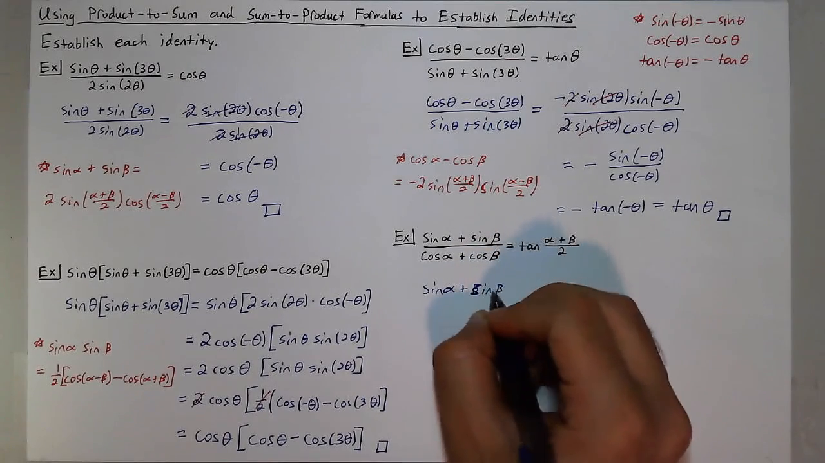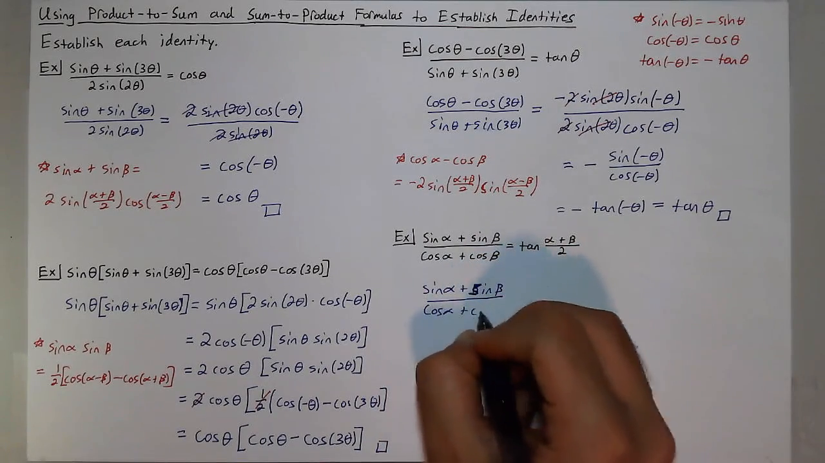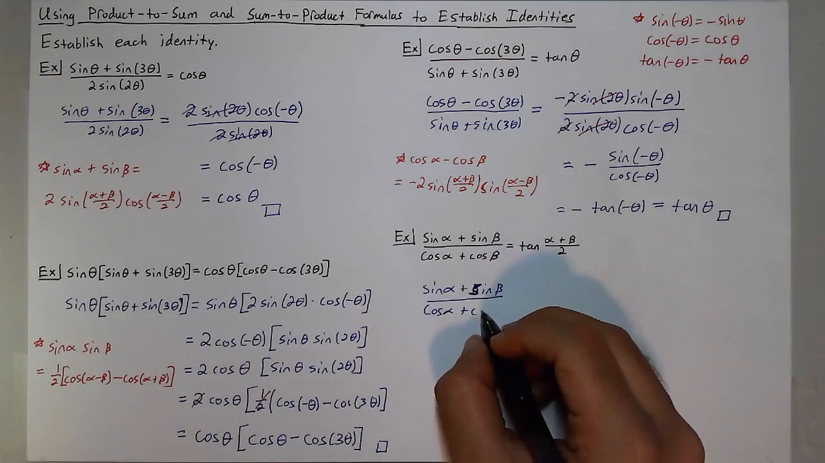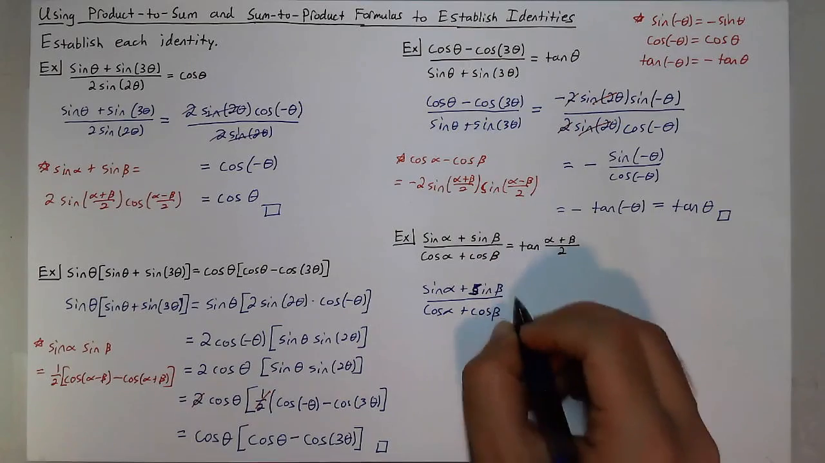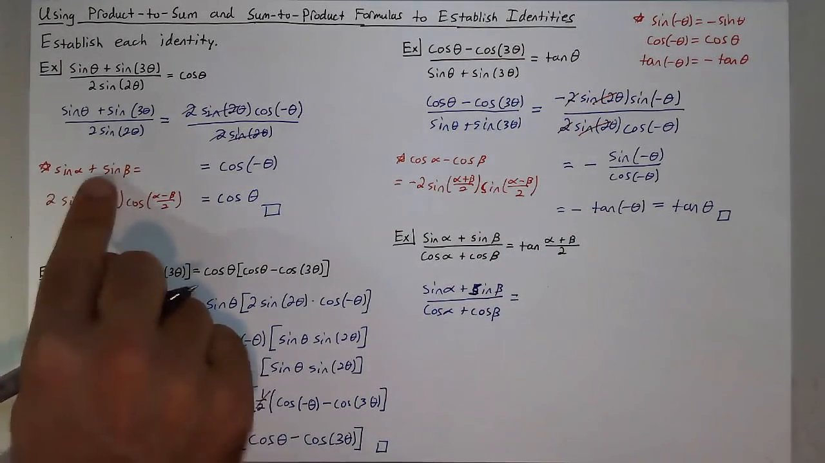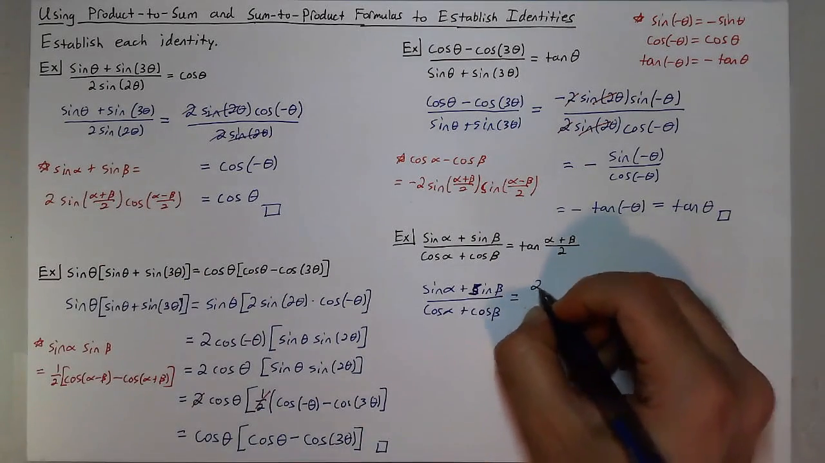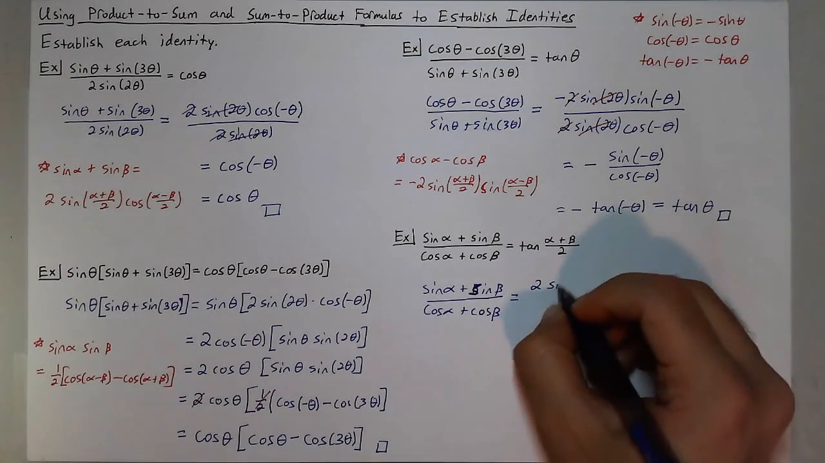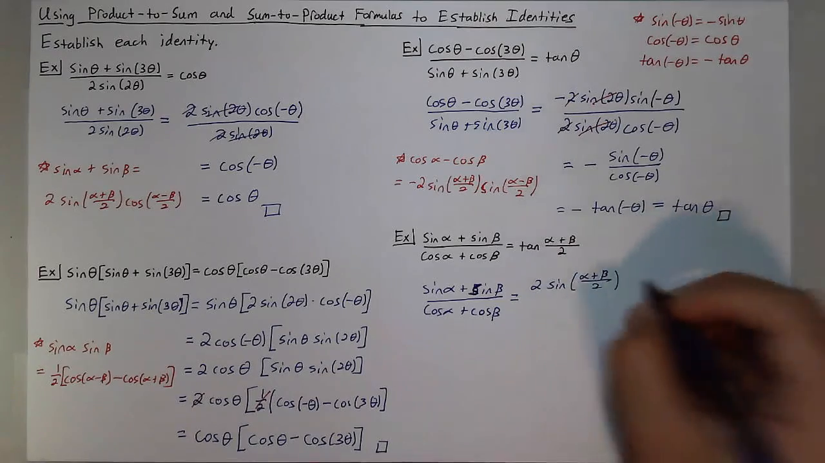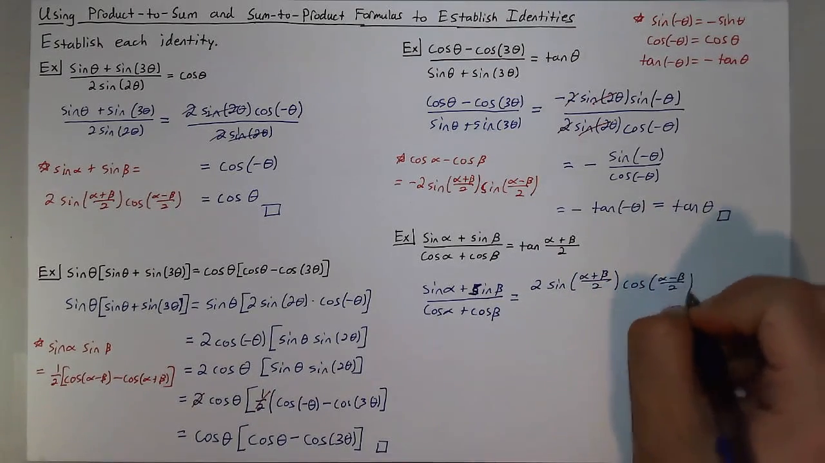Sine of beta all over cosine of alpha plus cosine of beta. That is an S. I just accidentally wrote AC for a second. But now I can use my sum formula here to replace that top expression. So I'll get 2 sine of alpha plus beta over 2 times cosine of alpha minus beta all over 2.